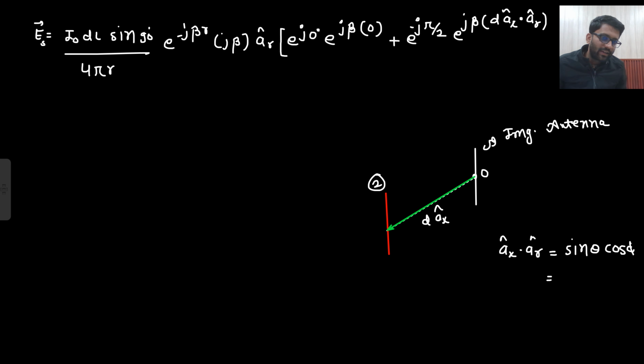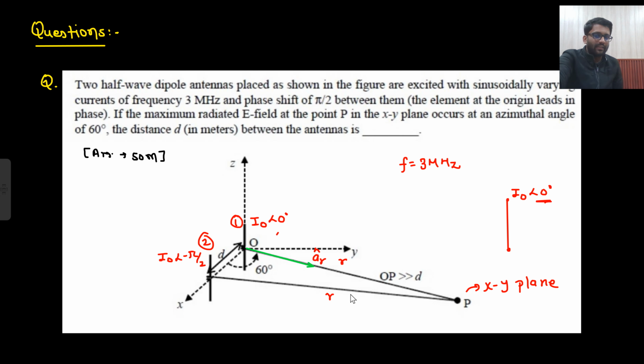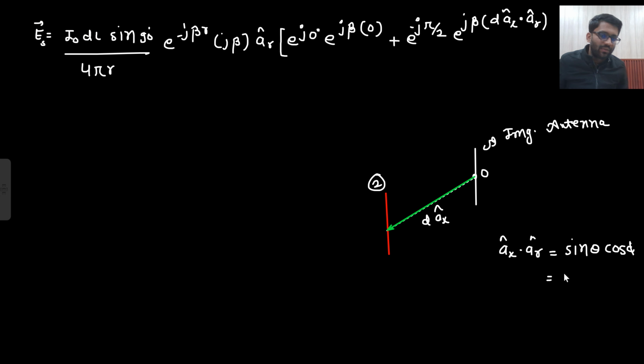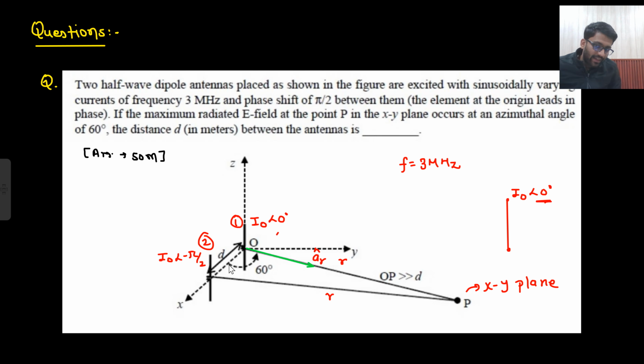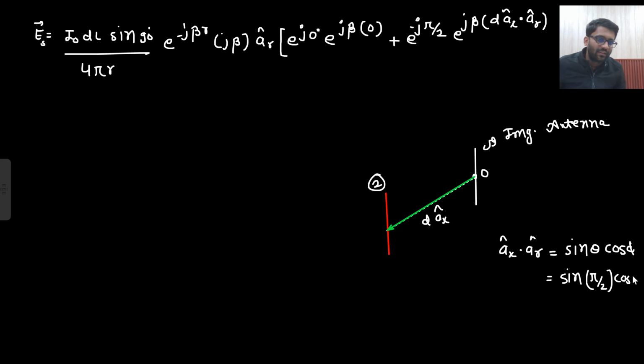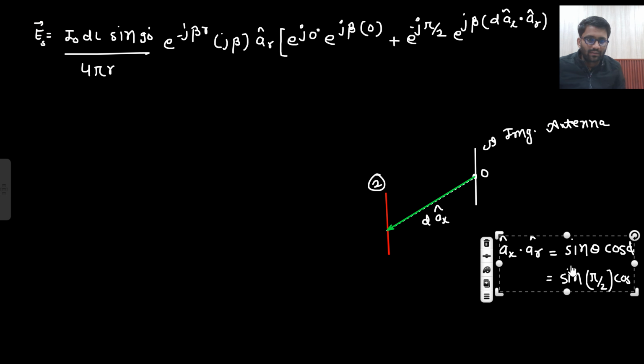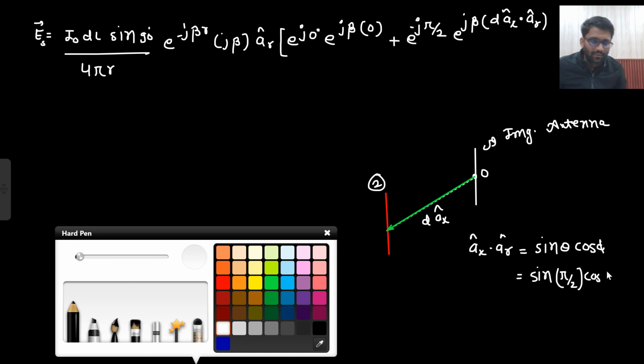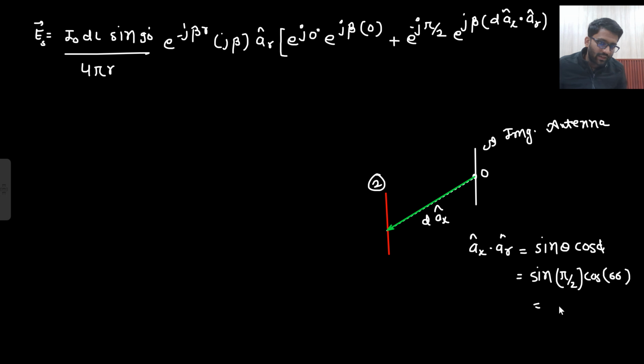What is the value of theta here? On the xy plane, what is the value of theta? Theta is pi by 2 only, from the z axis. So sin pi by 2 is 1. And what is cos phi? Phi is the angle made from the x axis, that is 60 degrees. So cos 60. What are you getting? Half, right? Sin pi by 2 is 1, cos 60 is half. This is by doing the analysis AX dot AR.